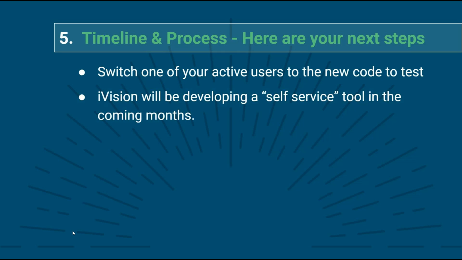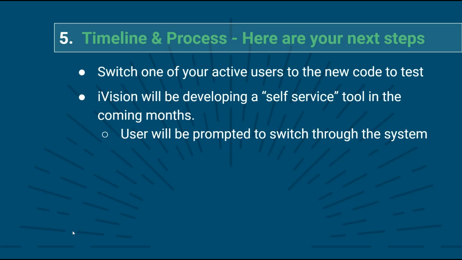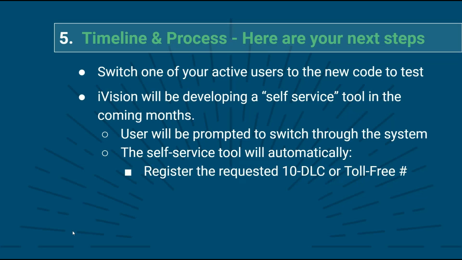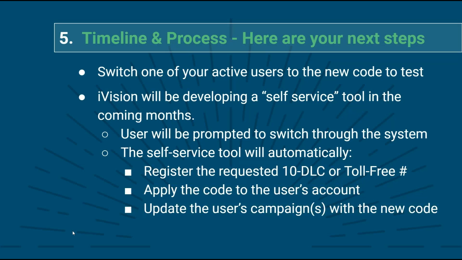And we are going to be developing a self-service tool in the coming months. So right now it is a very manual process, right? You submit the request, we have to then go and register the number, we have to plug it into your account, and then we'll let you know when it's ready. So over the next few months, hopefully by the end of the year, we're going to have a fully self-service tool, so when that user is logged in, they will be prompted, or you will be prompted if you're logged into their account, to switch through the system. And the self-service tool will automatically register the requested number. It will then apply the code to the user's account, and it will update the user's campaigns with the new code. So it'll be very seamless, and we'll do the entire process as a step-by-step self-service process.